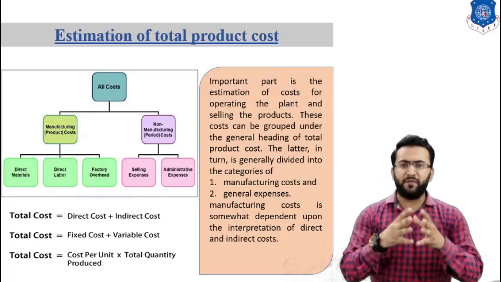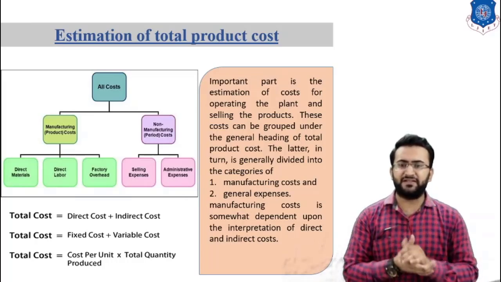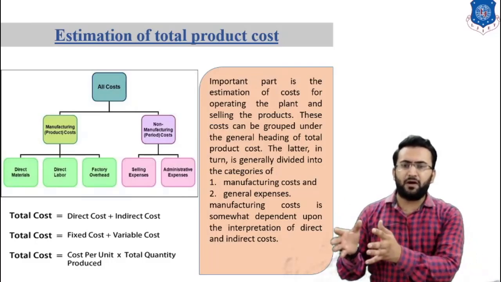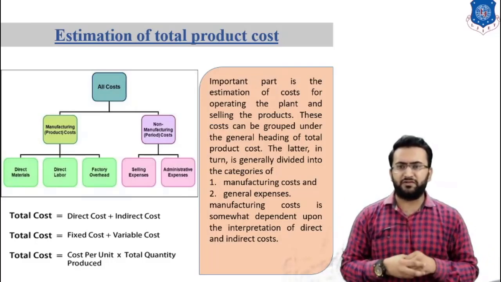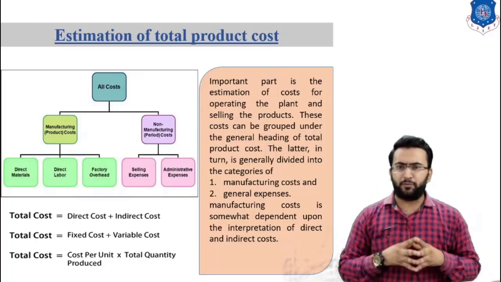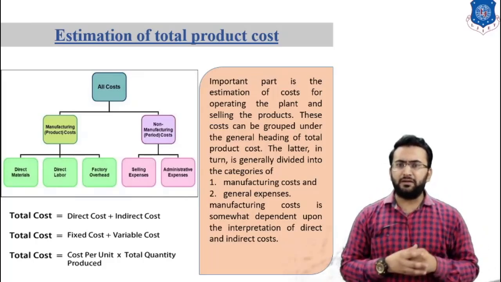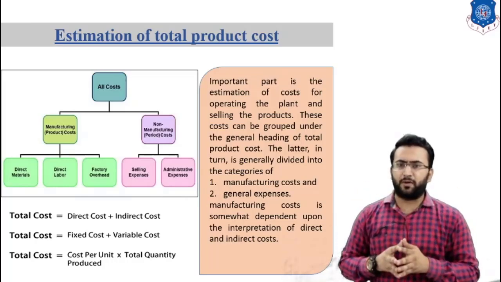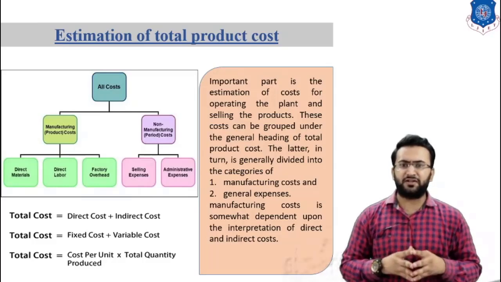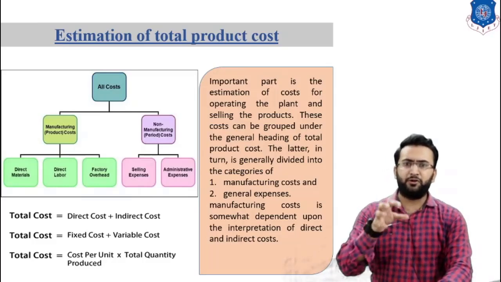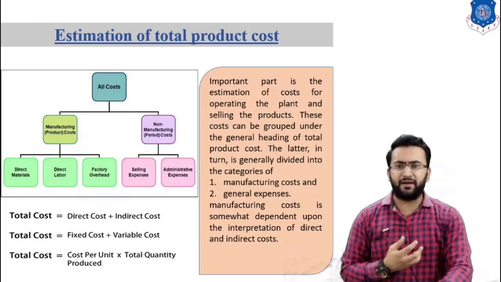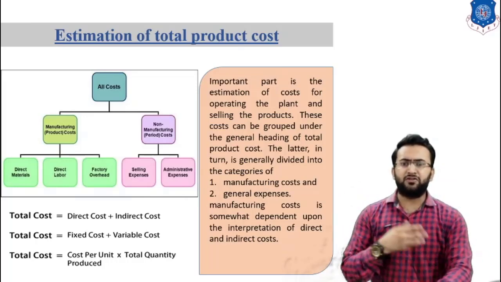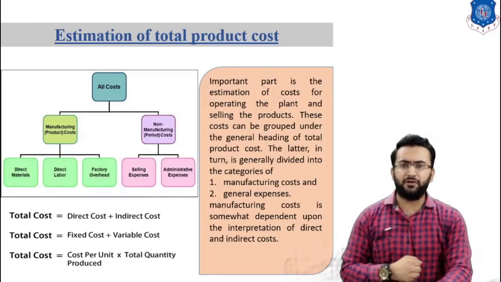So what is the meaning of manufacturing cost? Manufacturing cost is somewhat dependent upon the interpretation of direct and indirect cost. In estimation of total product cost, generally two parts are considered. Part one is the estimation of total cost for the operating plant, and the second part is the selling of the product. Total product cost is generally divided into the manufacturing cost and general expenses, which are also known as the non-manufacturing cost.